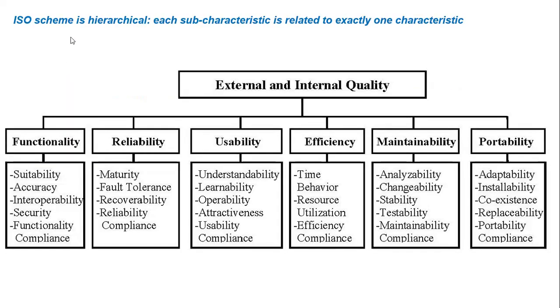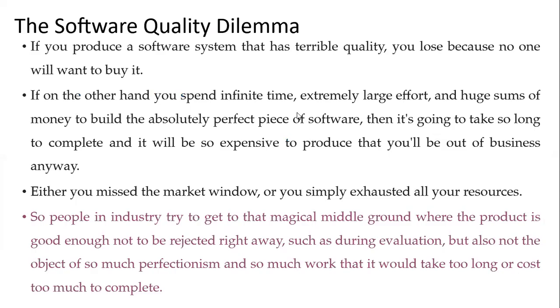The ISO scheme is hierarchical. Each subcategory is related to exactly one characteristic, external and internal quality. The characteristics are functionality, reliability, usability, efficiency, maintainability, and portability. These are subcategories of each of these categories.